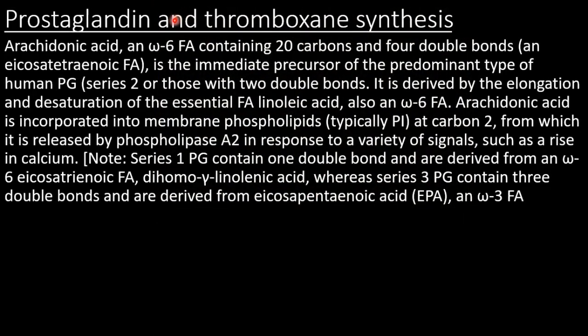Now, prostaglandin and thromboxane synthesis. Now, arachidonic acid, an omega-6 fatty acid containing 20 carbons and 4 double bonds, so it is an eicosatetraenoic fatty acid, is the immediate precursor of the predominant type of human prostaglandins, the series 2, or those with 2 double bonds. So arachidonic acid is derived by the elongation and desaturation of the essential fatty acid, linoleic acid.